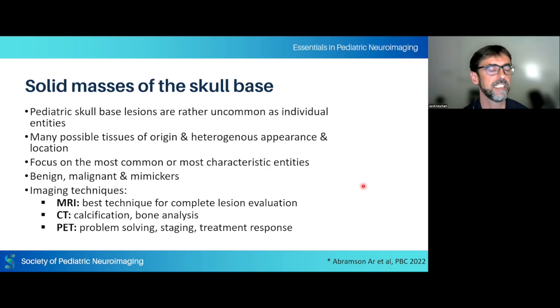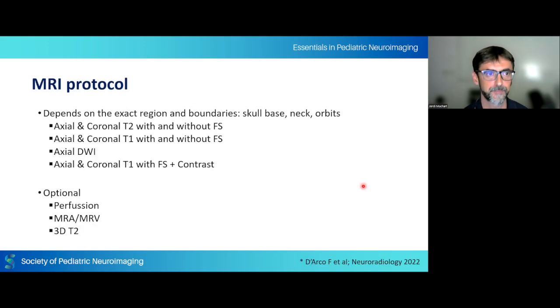We will discuss some benign and malignant entities, some mimics as well, and the imaging techniques that we're going to use will be mostly MRI as the best technique for complete lesion evaluation. But in this lecture, regarding skull-base lesions, CT is also very important to assess calcification and accurate bone analysis. And regarding problem solving, staging, and treatment response, remember that FDG PET can also help a lot.